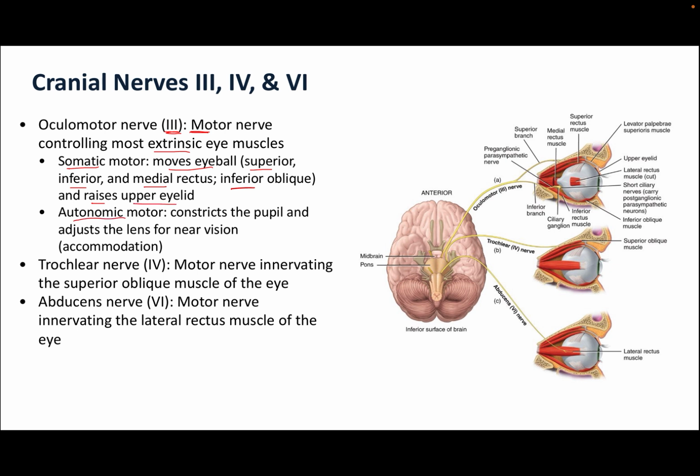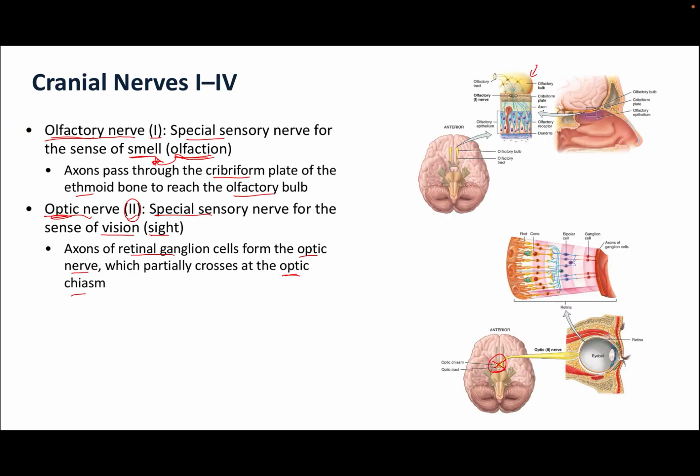And then our autonomic motor neurons are going to constrict that pupil, and are also going to adjust the lens to help accommodate for different vision, like closeness of vision, so near versus far away. All right, so this one is going to be motor, whereas our first two here, our olfactory and optic, are going to both be sensory.